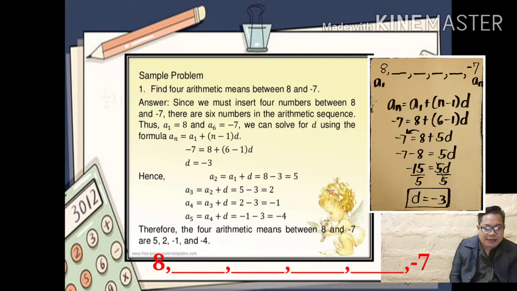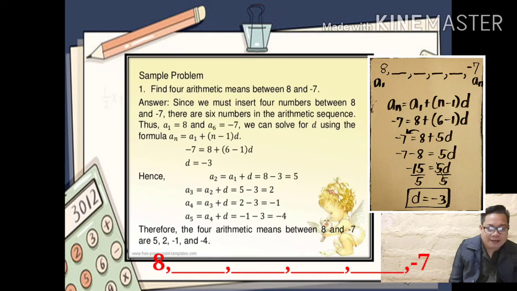Then, lipat uli natin yung 8 sa left member ng equation. So, we have negative 7, change the sign, minus 8 equals 5d. Then, divide natin sa 5. The common difference is negative 15 divided by 5 is negative 3. So, dahil negative 3, magma-minus tayo ng 3 doon sa first term.